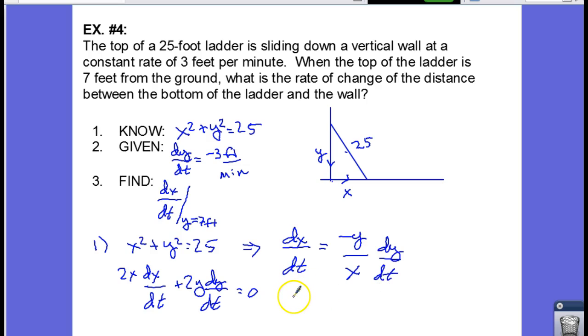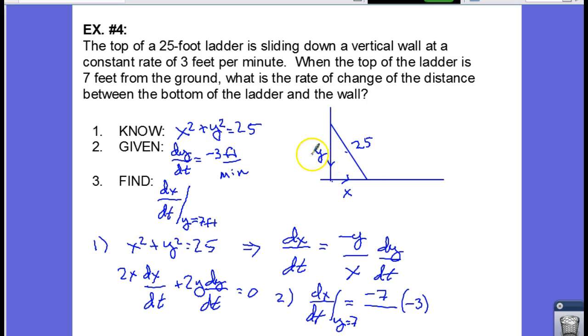And so now we can substitute: dx/dt at y equals 7 is equal to negative 7 divided by x times dy/dt. dy/dt is negative 3. Now the problem is I don't know what the corresponding x is, but that's okay. That's just a real quick Pythagorean theorem problem.